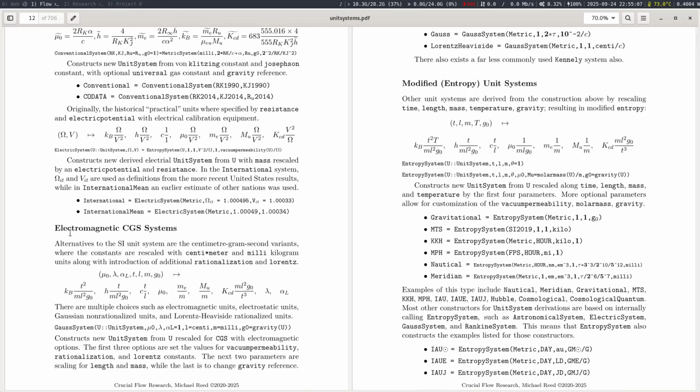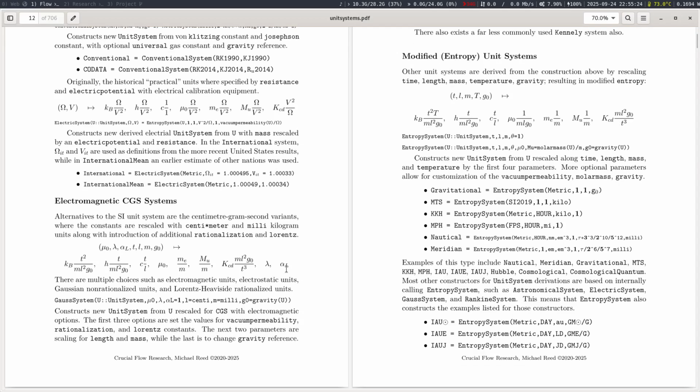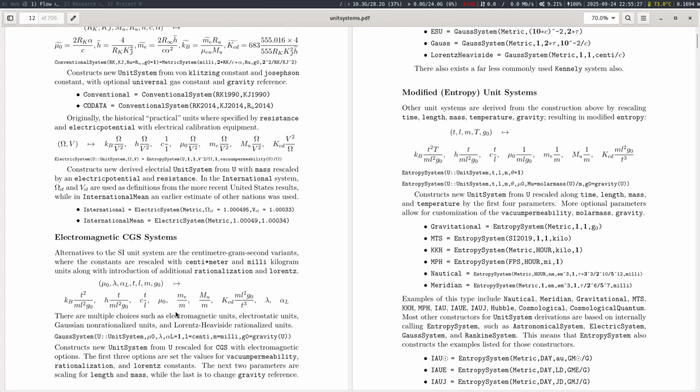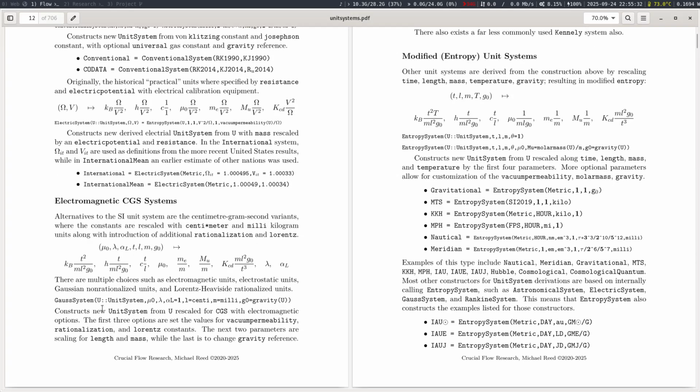So the electromagnetic CGS systems, alternatives to the SI unit system, are the centimeter-gram-second variants, where the constants are rescaled with centi times meter and milli kilogram units, along with introduction of additional rationalization and Lorentz. So the electromagnetic CGS systems were constructed like that. There are multiple choices, such as electromagnetic units, electrostatic units, Gaussian non-rationalized units, and Lorentz-Heaviside rationalized units.